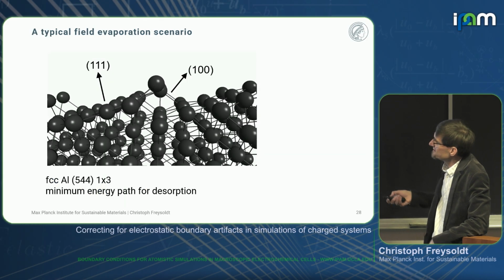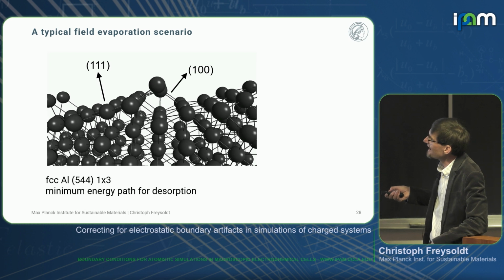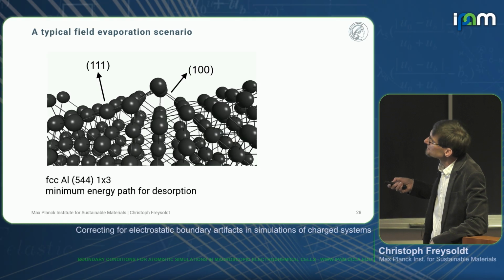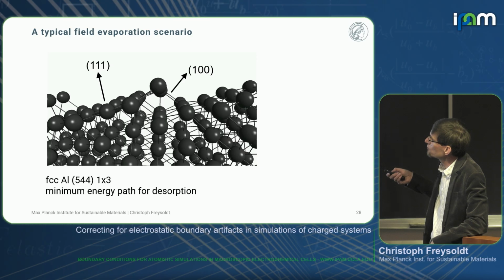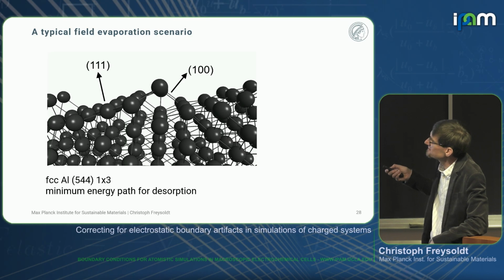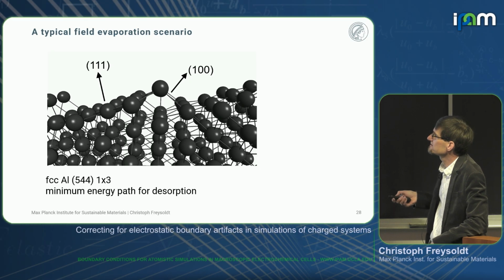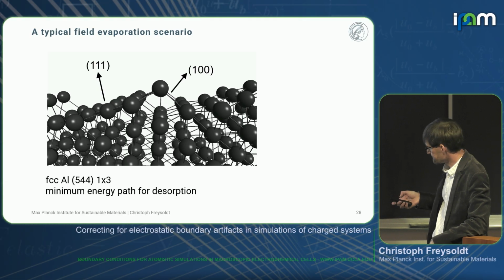And this is now the visualization of such a minimum energy path for desorption from an atom that sits at a step on an aluminum surface. So we have here 111 type facets here. This is a 100 microfacet. And so this basically forms a step here. The field is going in this direction. And I've just repeatedly plotted the optimal position as we pull out the atom.